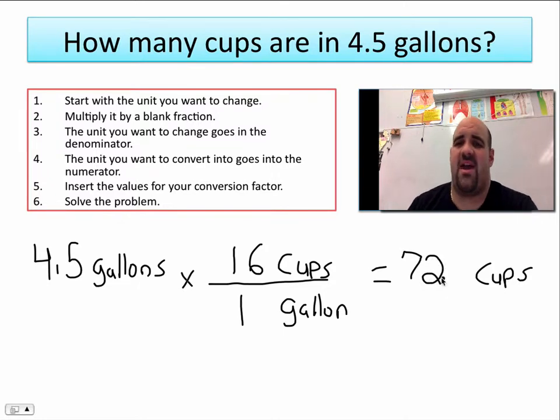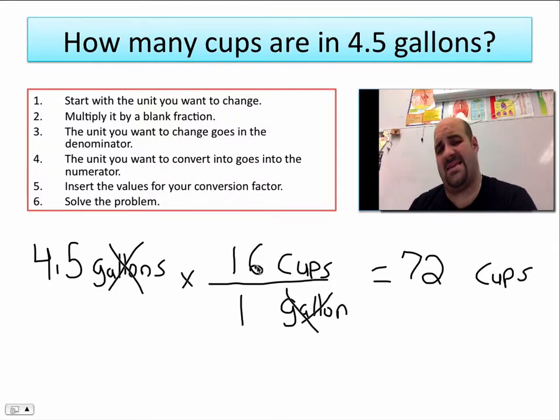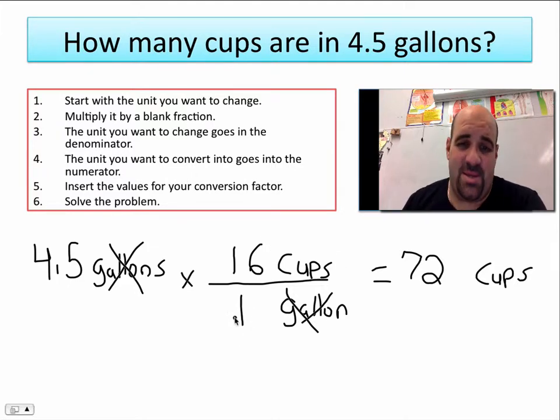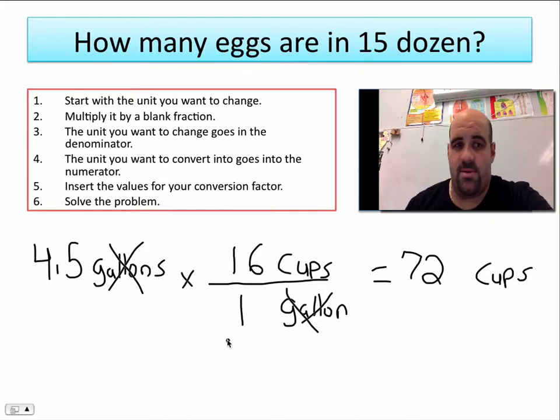in 4.5 gallons. 4.5 gallons will have 72 cups of water. That's our final answer. Why? Because units cancel in division. 4.5 times 16 is 72. 72 divided by 1 is still 72. So that is our final answer. And now we can go ahead to the next problem that we kind of skipped to.